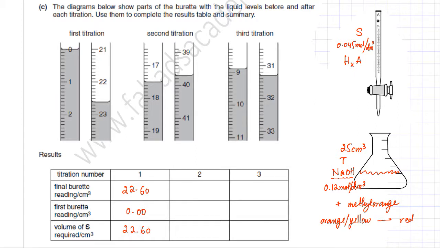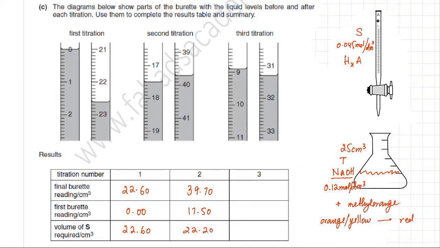22.60. Moving to the second titration, the initial burette reading shows a value of 17.50 cm cube. So that's your initial burette reading that's filled to this mark. So it's 17.50 cm cube. The final burette reading shows 39.70 cm cube. And the amount of S or acid that's added from the burette is going to be the difference between the two values. So taking the difference of the two values, final minus initial, gives me, using my calculator, the answer 22.20 cm cube.